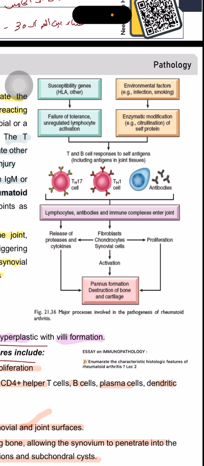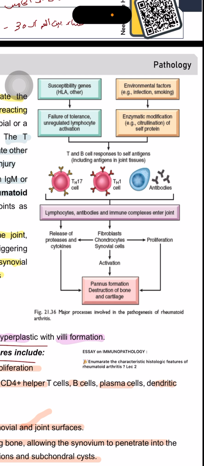With antigen in joint tissues, this will stimulate lymphocytes, antibodies, and complexes in the joints. So by this summary, we can conclude that HLA genes and environmental factors work together: HLA genes produce the failure of tolerance of lymphocytes, while environmental factors cause enzymatic modification of cell proteins. Both of them present in the patient will lead to immune cell responses to self-antigen.